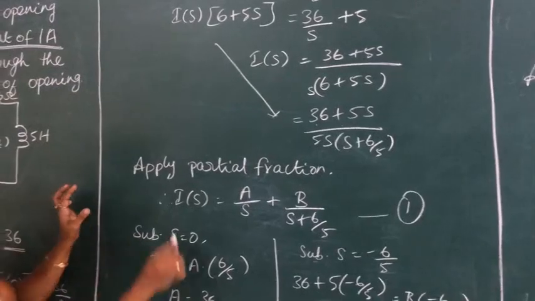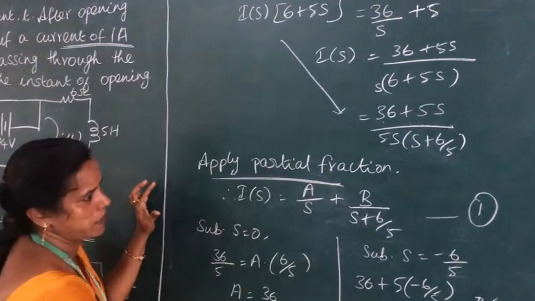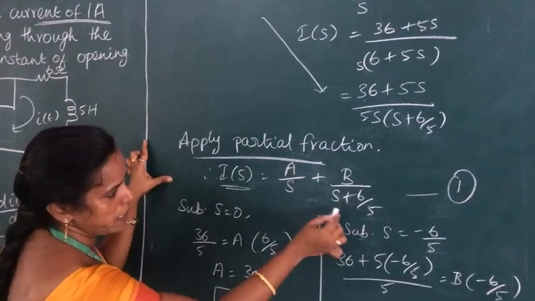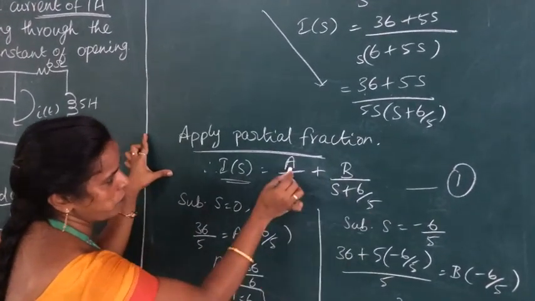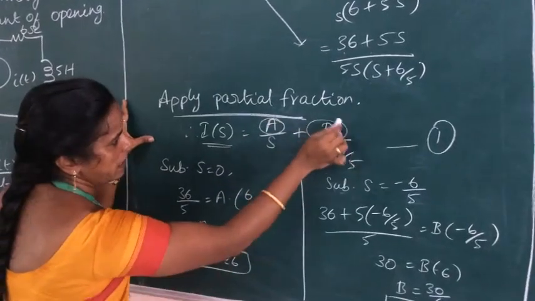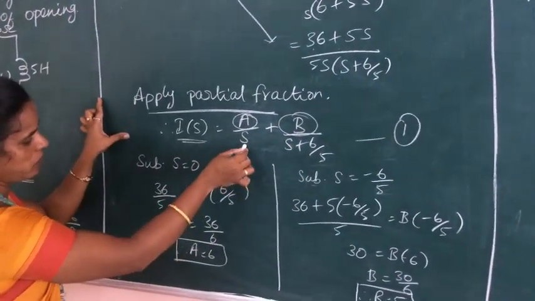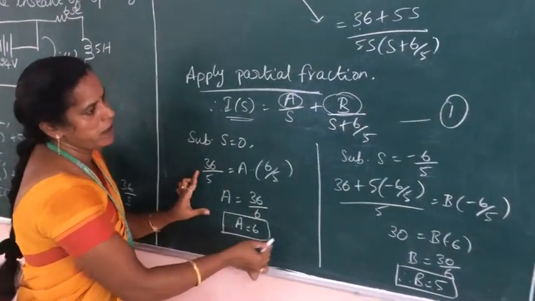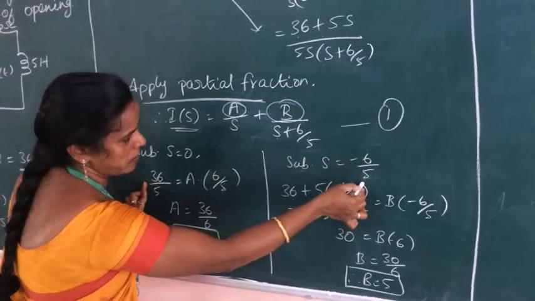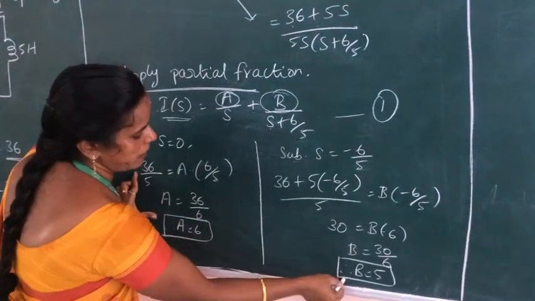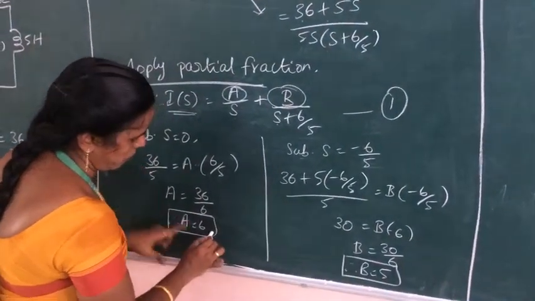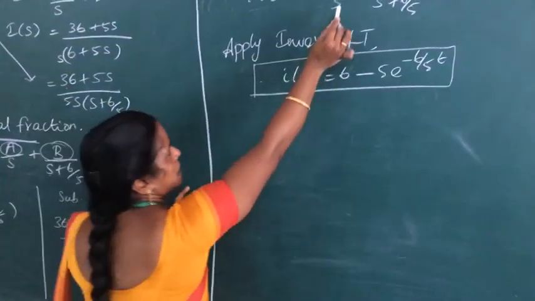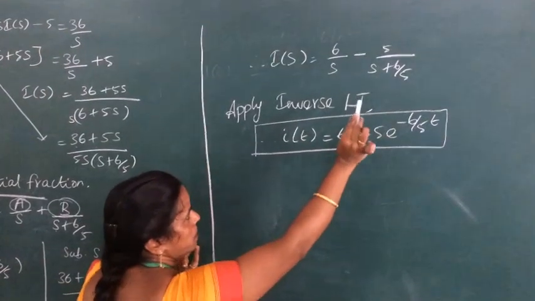The third step, what we are going to apply? We are going to apply partial fractions. So this I of s can be written as A by s plus B divided by s plus 6 by 5. You have to find the value for capital A and capital B. If you substitute s is equal to 0, we are going to get A. So what you got? A is equal to 6. If you substitute s is equal to minus 6 by 5, you are getting B as minus 5. We have to substitute the values for A and B in the first equation. So you can get I of s as 6 by s minus 5 divided by s plus 6 by 5.